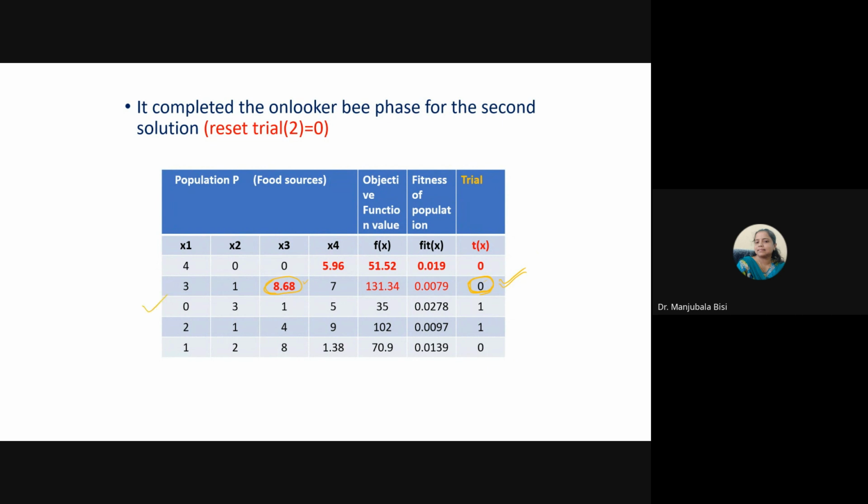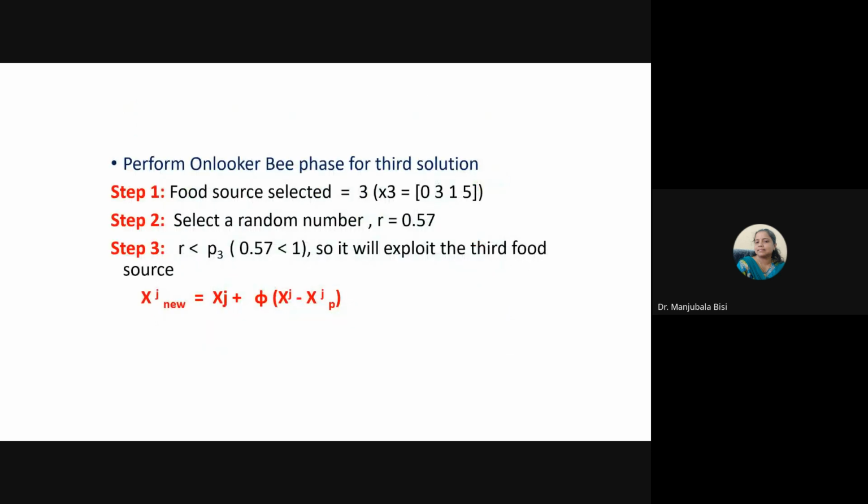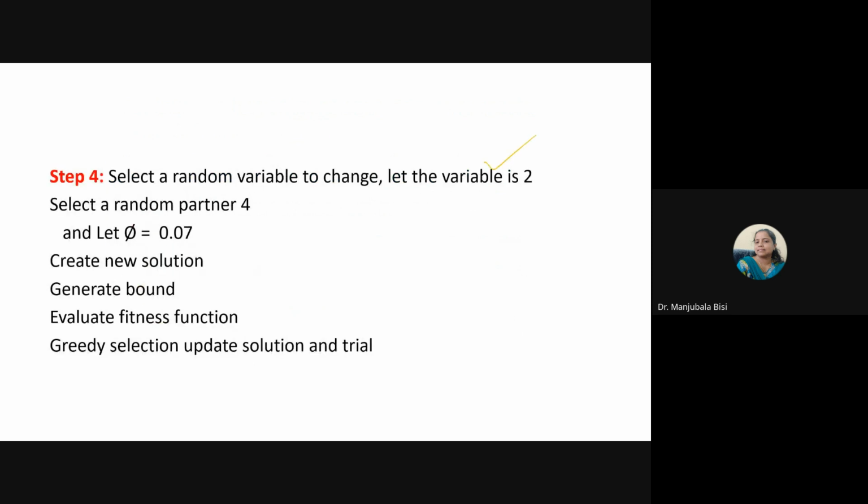Now go to the third one. Same thing you have to do. So 0315, third one. And assume the random number is 0.57. So 0.57 is less than 1 because the probability of the third solution is 1. Already we have determined. So it will exploit the third food source. That means it will change the third solution. So which bit? Let us assume the second bit of the second variable we want to change. Partner is 4. Phi is 0.07. Now create the new solution. Bound it if required. Evaluate the fitness function for doing the greedy selection. Then you update the solution and update the trial.